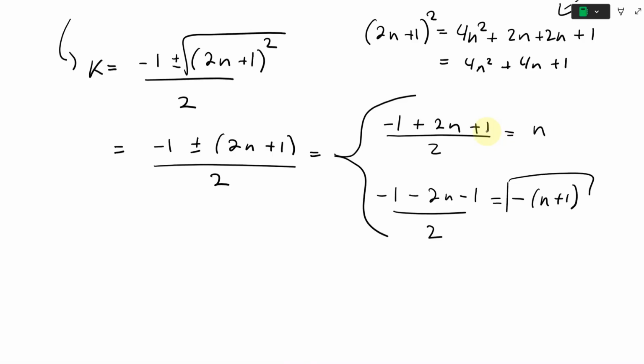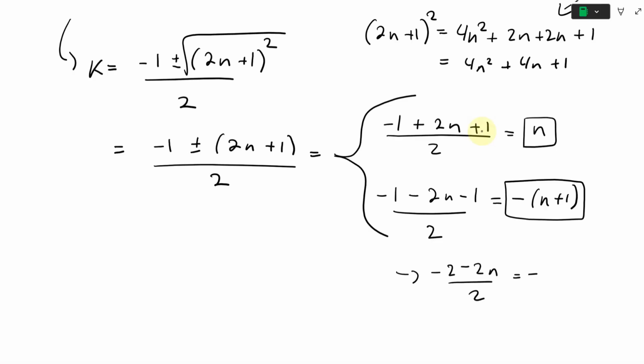I'll just circle these. So that is our solution. We got two solutions for k. Just for completeness, because I usually do that, this one here becomes negative 2 minus 2n, divided by 2. Take the negative out, cancel this out, and we get negative n plus 1. That's all it is. I'll leave it like that, because I didn't want to keep extending this past there.